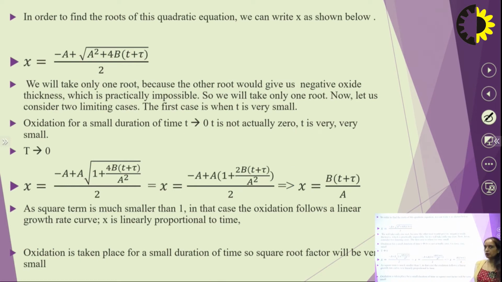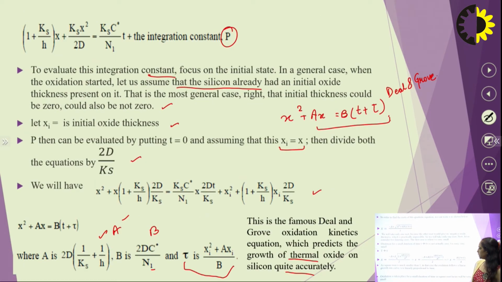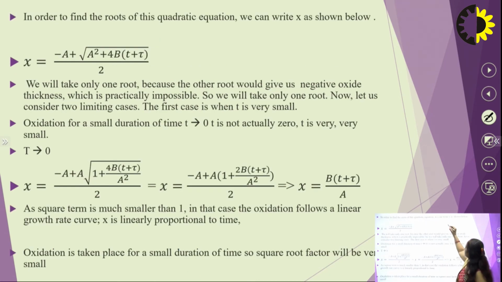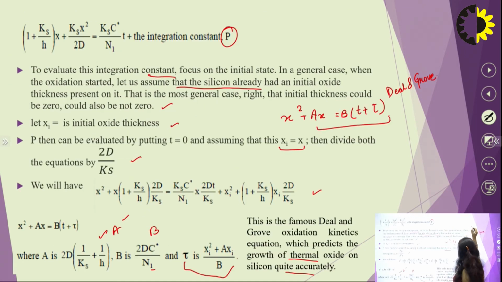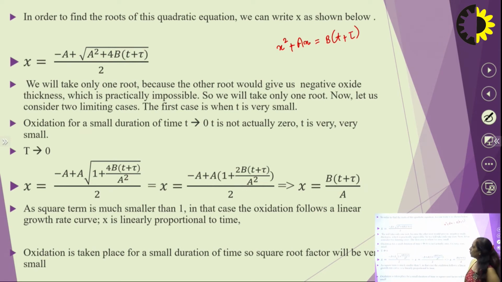So in order to find out the roots of this quadratic equation, we have this quadratic equation, that is x square plus ax is equal to b into (t plus tau). So we can find out the roots of this quadratic equation. Obviously we are going to have two roots, plus and minus. We will neglect the minus root because it will give you the oxidation process in the negative direction, which is not practically possible. So we are going to have only one root.